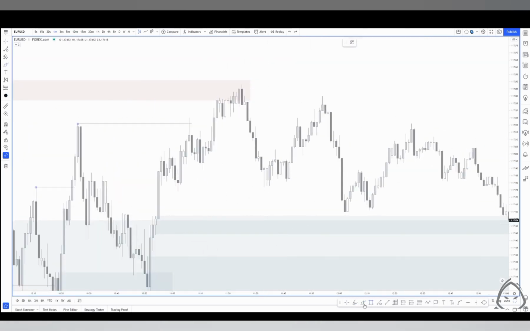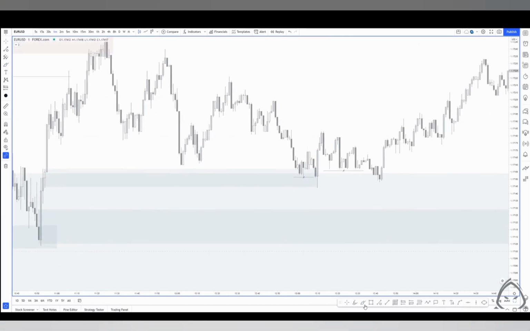And now we can move on to this supply zone. Again, sweep of liquidity, break of structure, valid supply zone. We also have a mitigation of a previous supply zone, therefore higher probability supply zone being formed. And then we move on to this one.